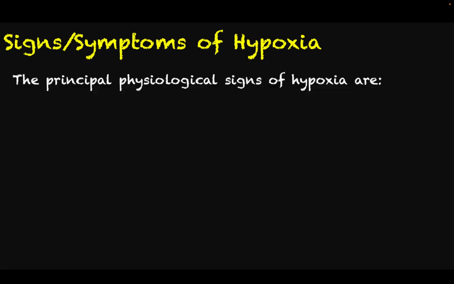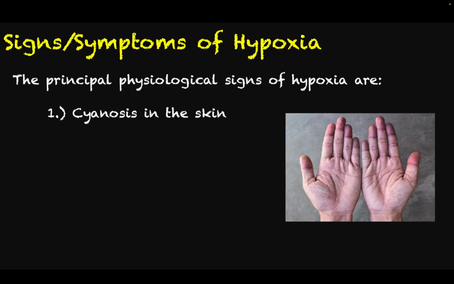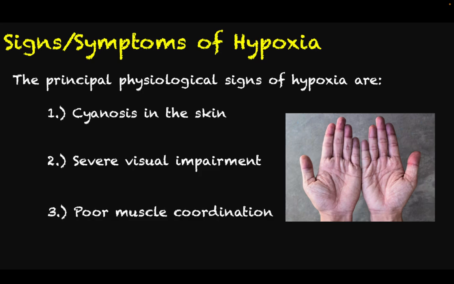So some of the principal physiological signs of hypoxia are cyanosis in the skin. This picture will kind of show you what that looks like. This person is in the early stages of showing cyanosis. They're only really showing it in their fingertips. If you do a Google image search for cyanosis, you can see some much more severe cases of it. Severe visual impairment, which we indicated is logical because of the way the retina has a much higher oxygen demand than anywhere else in the body.